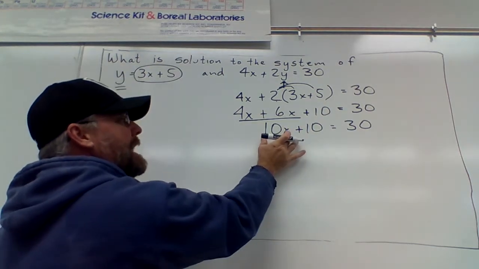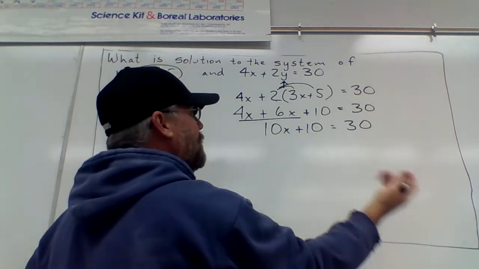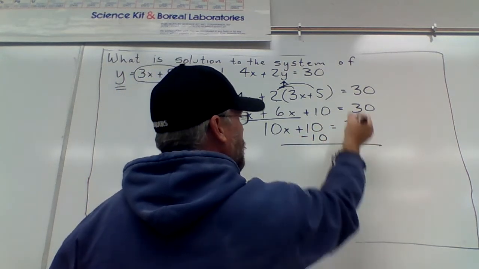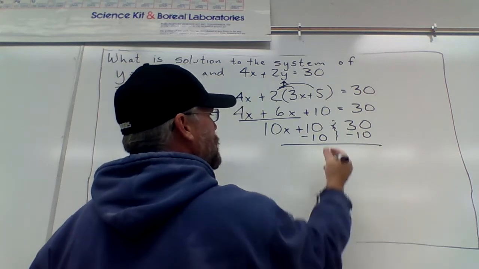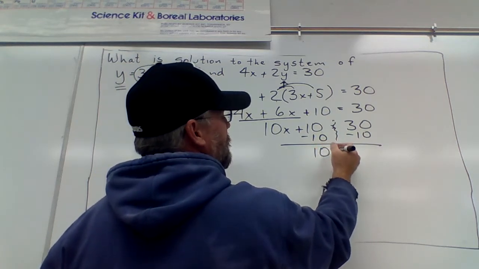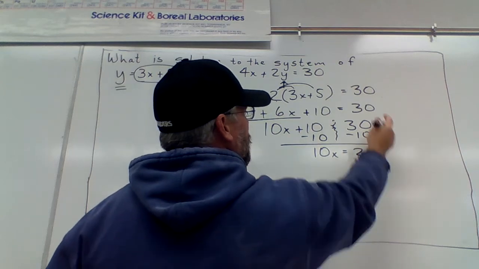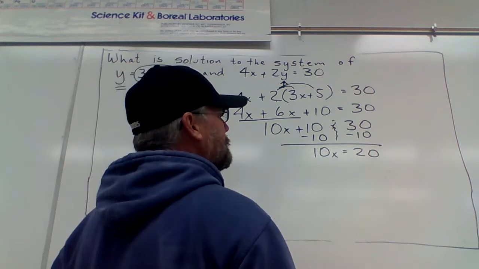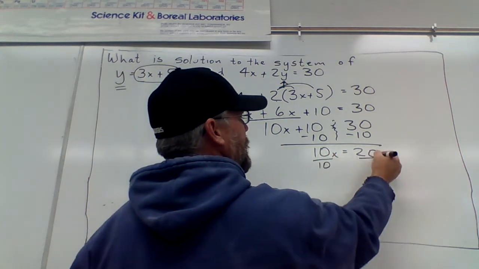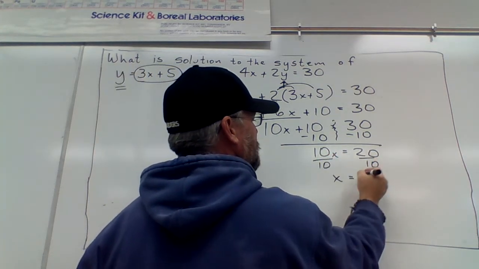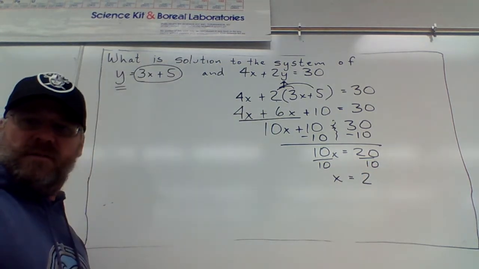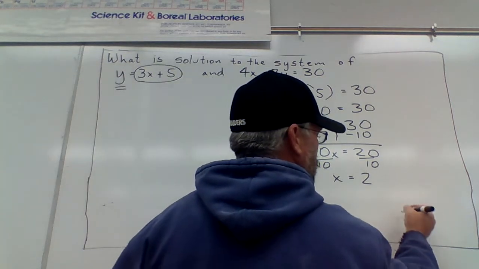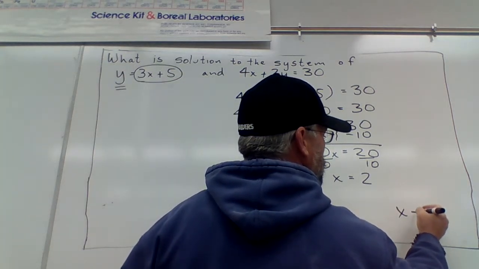And then I need to isolate the x, get it by itself. So I'm going to take away 10 from both sides. Again, do the wall if that's the way you prefer it. And then I end up with 10x equals 30 minus 10, which is 20. So from there, divide both sides by 10, and I get x equals 2. So kind of like yesterday, again, I have x equals 2.